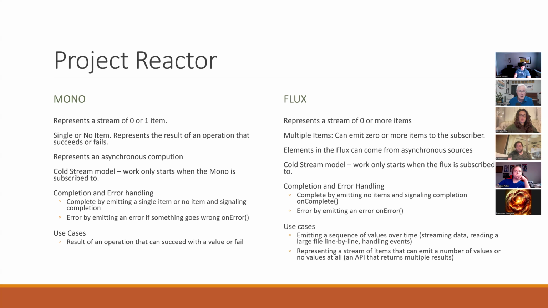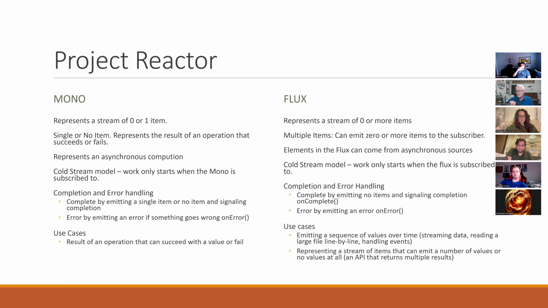Remember, the use case for this is I just need one piece of data out of it. That's it. One or none. So this could be used as a conditional statement. It could be used as a lot of things, as a switch. It could be used as a lot of different things. A mono. On the flux, flux represents 0 or more items coming through, right?